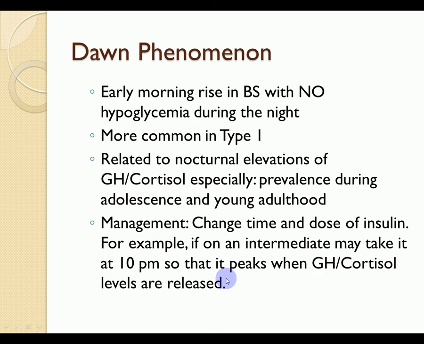The dawn phenomenon: you have an early morning rise in blood sugar with no hypoglycemia during the night. This is more common, again, in type 1. It is related to nocturnal elevations of growth hormone and cortisol levels especially. It's also prevalent in adolescence and young adulthood because of the hormonal changes. Management: change the time and dose of insulin. For example, if they're on intermediate, they may take it at 10 p.m. so that it peaks when the growth hormone and the cortisol levels are being released and peaked as well.